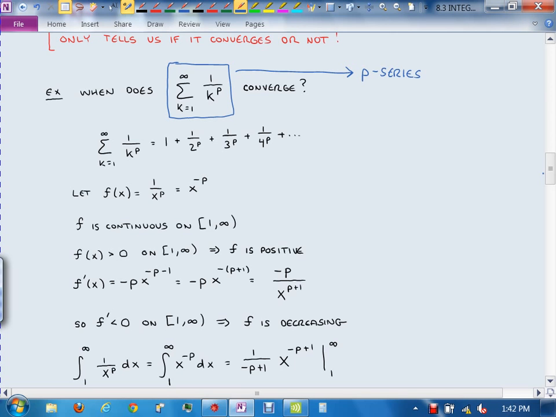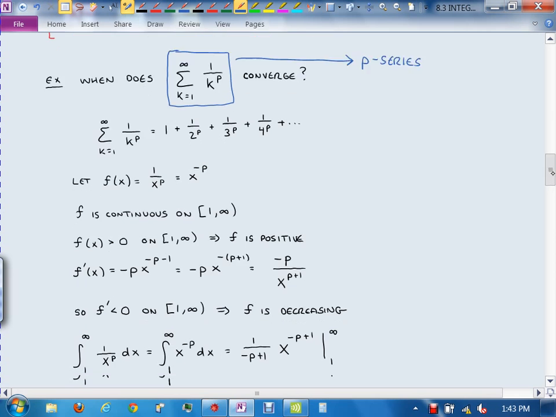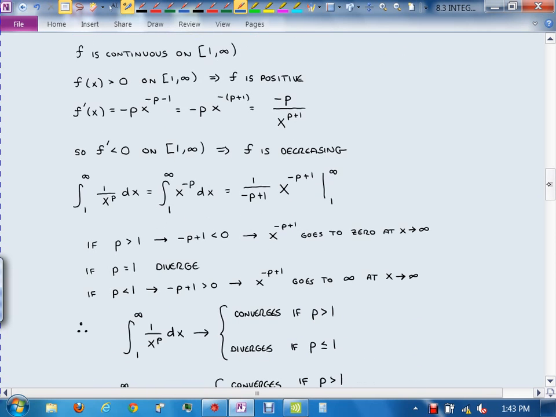Now I have to take the derivative. The derivative of x to the negative p is negative p x to the negative p minus 1, which is actually negative p x to the negative quantity p plus 1. So I just factored a negative out here. And then if you have a negative exponent, you drop it to the bottom, and that's this. Now, what is the derivative, positive or negative? You have to determine if it's decreasing or not. So the derivative is negative on 1 to infinity.